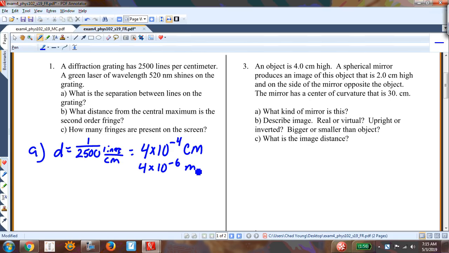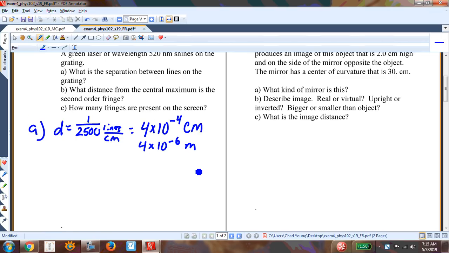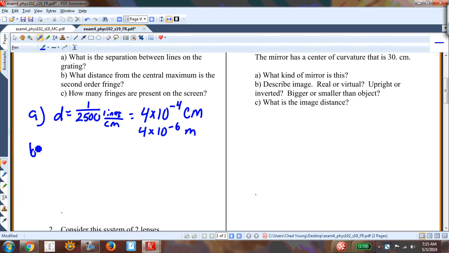What is the distance from the central maximum to the second order fringe? So a couple steps here. First, we need to find what is theta. So we say d sine theta equals m lambda. And so theta is going to be the inverse sine of m lambda over d. m is the central maximum to the second, so m is 2.